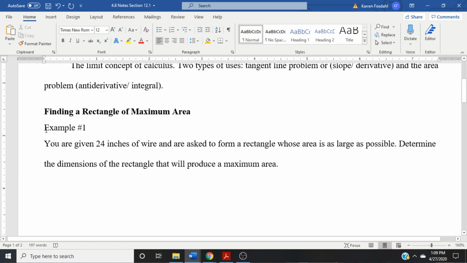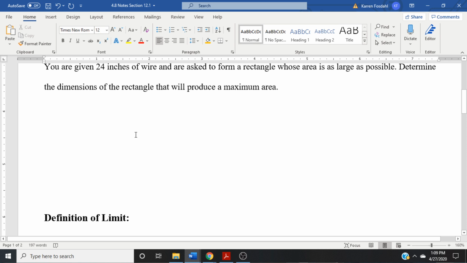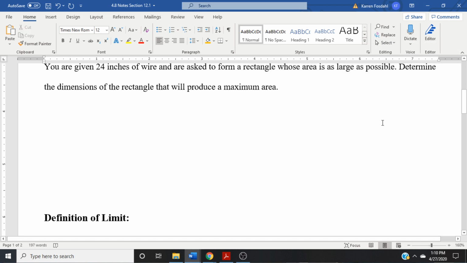Okay, example number 1. So we're going to talk about example number 1. So you are given 24 inches of wire. Form a rectangle whose area is as large as possible. Determine the dimensions of the rectangle. So you are given 24 inches of wire. That implies that's our perimeter. And we need to make an area as large as possible to determine the dimensions.